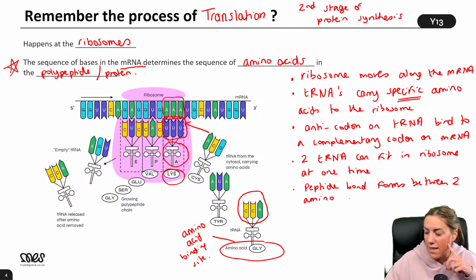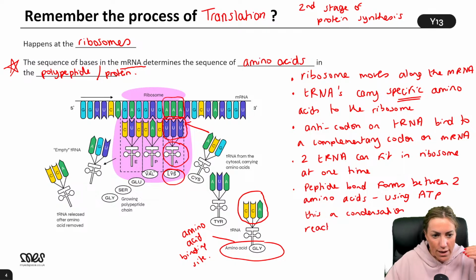Well done, guys. Condensation, you're right. So the peptide bond forms between the 2 amino acids. It does use ATP, which might pick you up an extra mark. And you might be able to get an extra mark for saying this is a condensation reaction, but not always. It depends on the mark scheme.